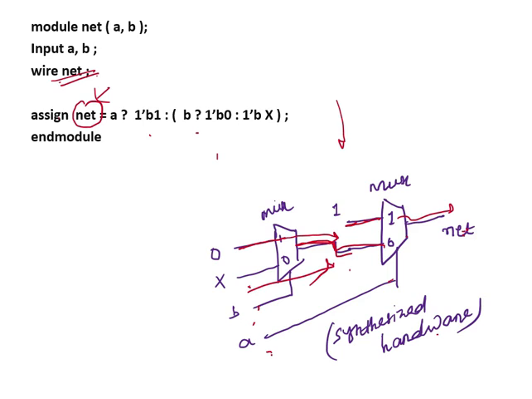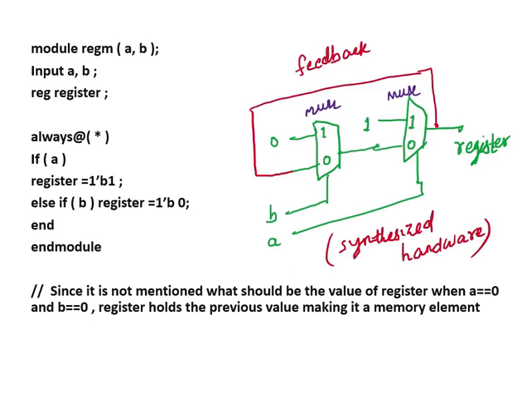So we are not storing any data here. It is a physical port to port connection, a physical path, simply a wire. So there is no need to declare reg here; simply wire is enough. It is a pure combinational circuit, and if you declare wire here, it will give you a combinational circuit. This is synthesized to this hardware.